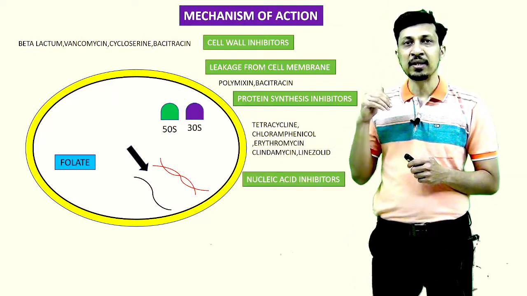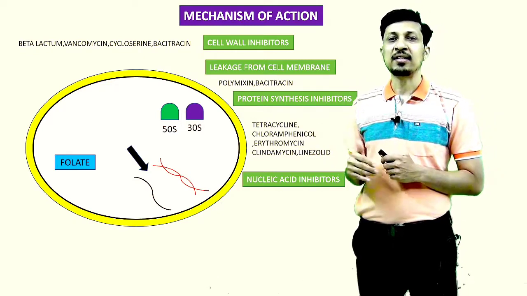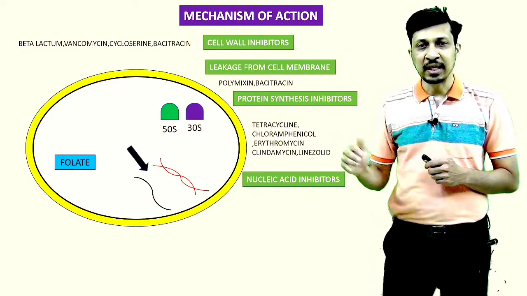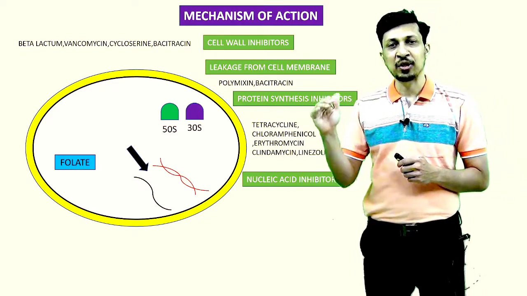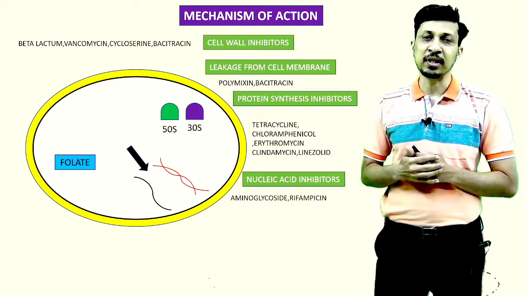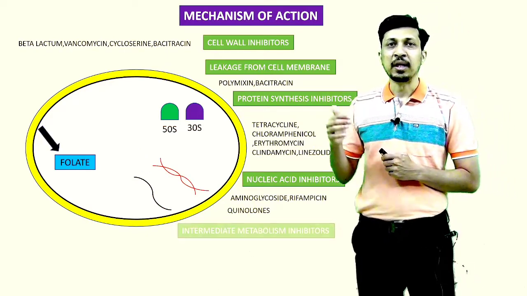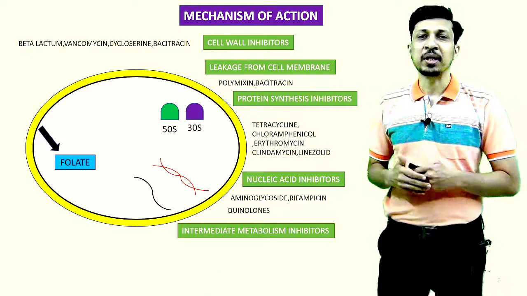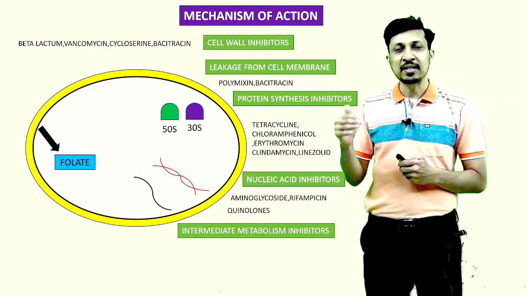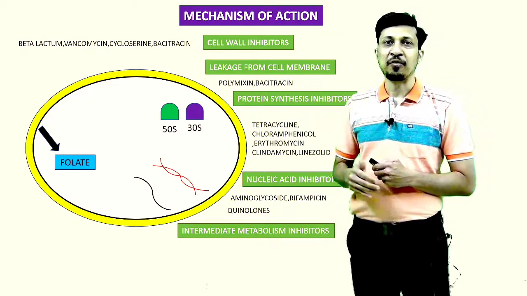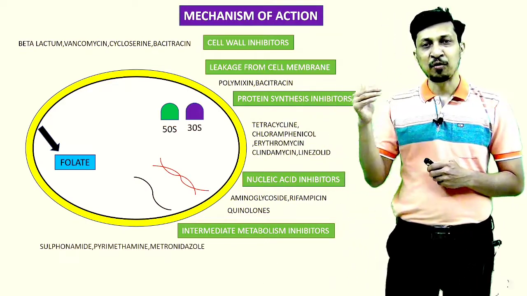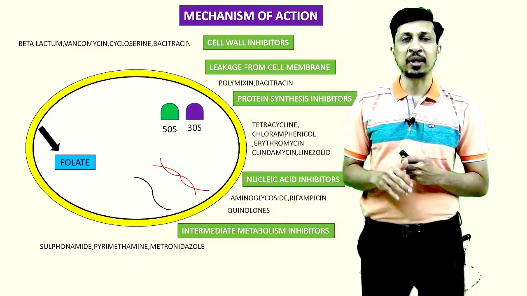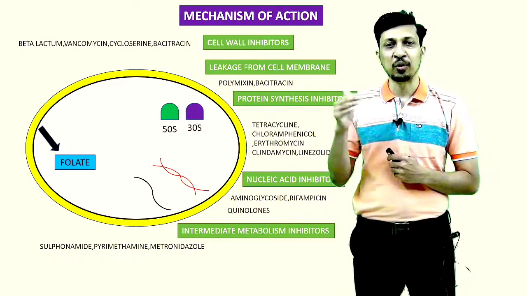Then the fourth group is nucleic acid inhibitors. These drugs inhibit the function of the nucleic acids, that is the RNA and the DNA, and in this way they cause the destruction of the bacteria. These are certain examples of this type of drugs. And the last group is called intermediate metabolism inhibitors. These drugs inhibit the other metabolism that is going on in the bacterial cell. So friends, if you come across a question in your exam to classify the antibacterial drugs or to classify antibiotics, then this is the classification that you have to write in the exam.